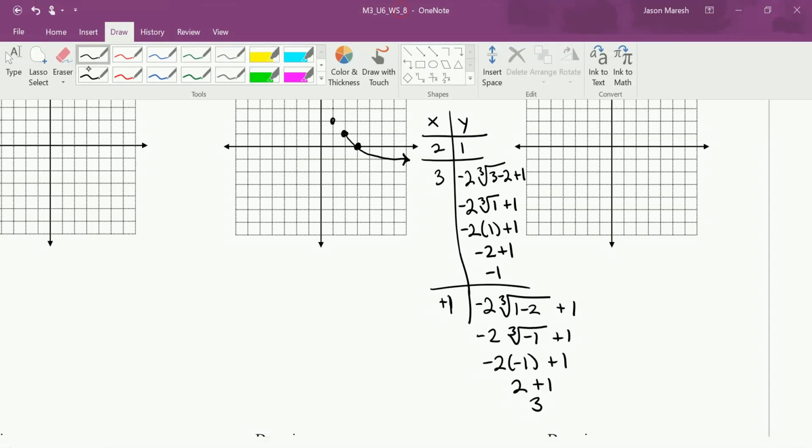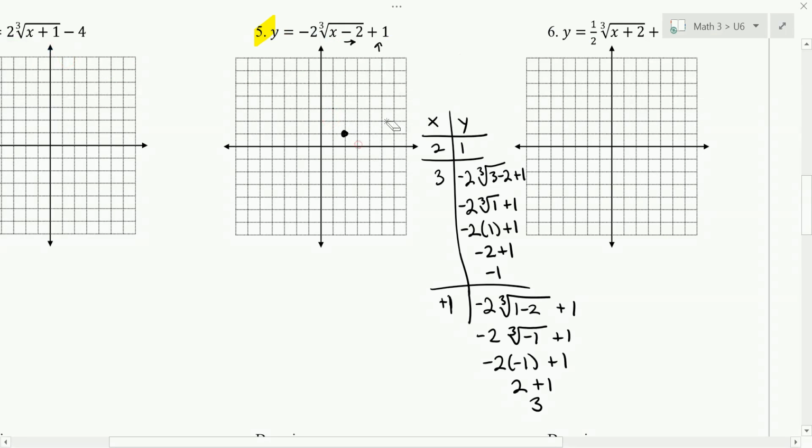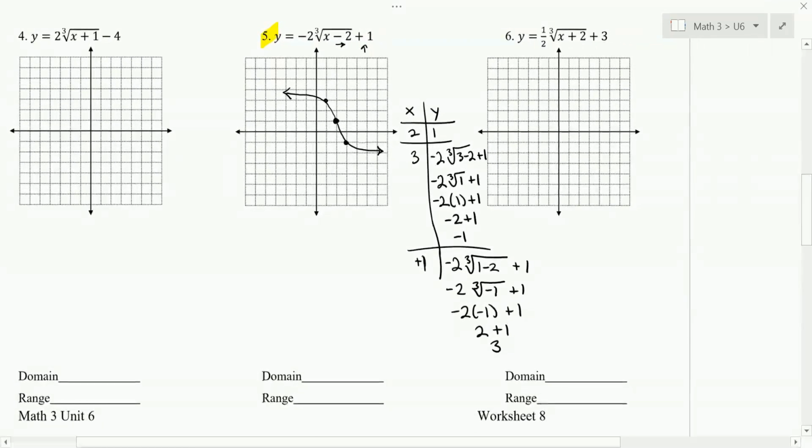And you know what I'm noticing? That I graphed my second point wrong. So it should be at 3, negative 1, which is here. And this one is at 1, positive 3, which is up here. So that's what our graph should look like. Domain and range: as far left and as far right as we want, so negative infinity to infinity for the domain, and it goes as low and as high as we'd like, so negative infinity to positive infinity for the range.